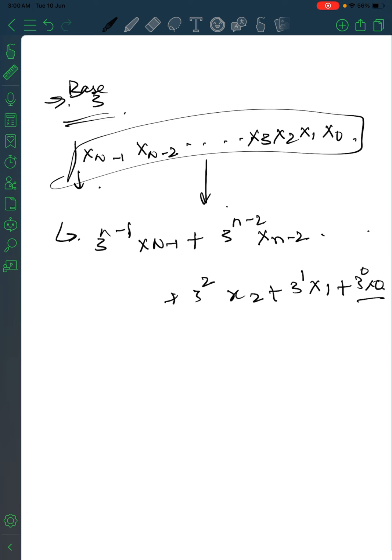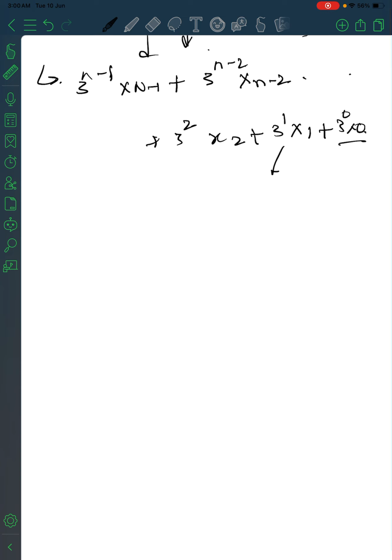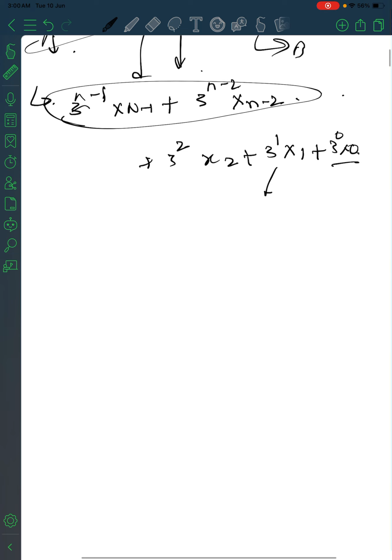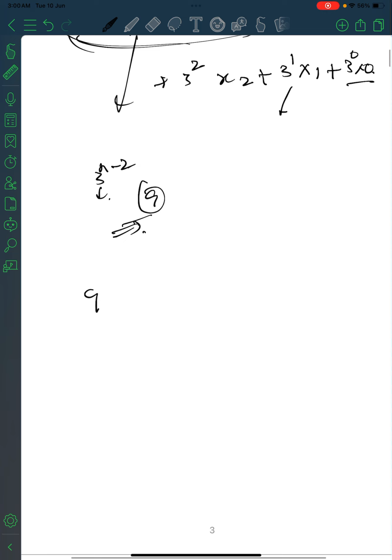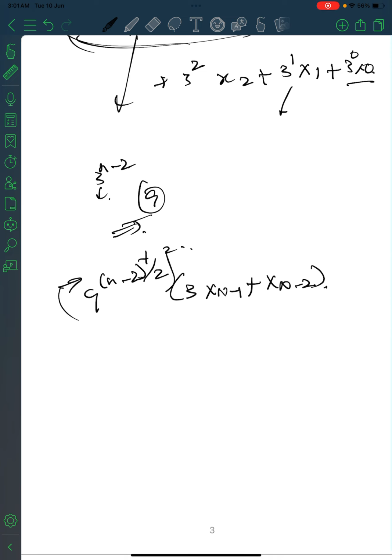If it is a decimal number, what will be in the place of the 3? In the place of the 3, it will be 10. That's it. So it is a base 3 number. Upon expanding this, we will be getting this one. So what we'll be doing is merging these two terms: 3 to the power of n-1 and 3 to the power of n-2. It's like we will be taking 9 to the power of (n-2)/2 times (3x(n-1) plus x(n-2)). This plus this, right?